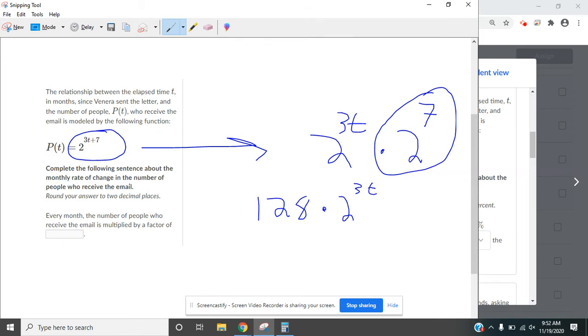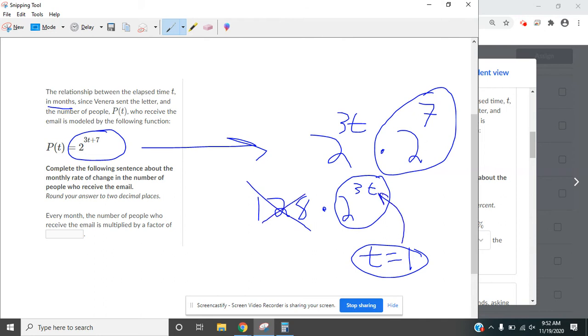Complete the following sentence about the monthly rate of change and the number of people who receive the email. Every month. Is time up here in months? It is, right? It is already months, so we don't have to change it. What happens every month? So let's plug in 1. And let's worry about just this part. We don't really need this. Not important. Plug in 1. 3 times 1 is 3. 2 to the 3rd, 8. There we go. It's 8. 2 to the 3rd is 8.